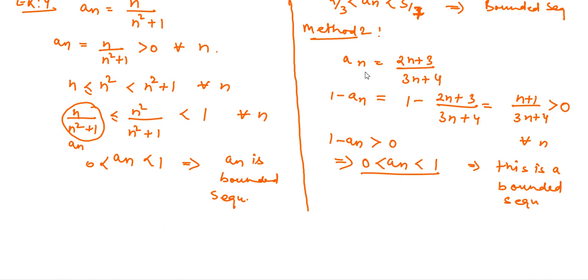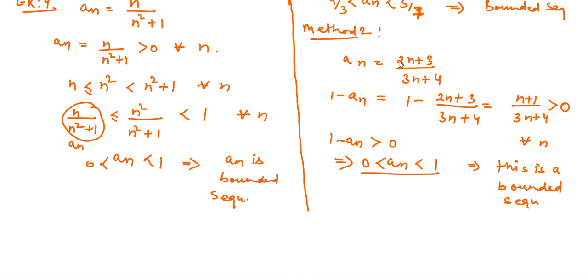Now let's discuss the second method. an is given to us (2n plus 3) upon (3n plus 4). We'll start by taking 1 minus an. Okay, let's find this 1 minus an. So 1 minus (2n plus 3) upon (3n plus 4). If we simplify this, what we get (n plus 1) upon (3n plus 4). Okay, which is greater than 0. Okay, now 1 minus an is greater than 0. So what it means? an is less than 1.